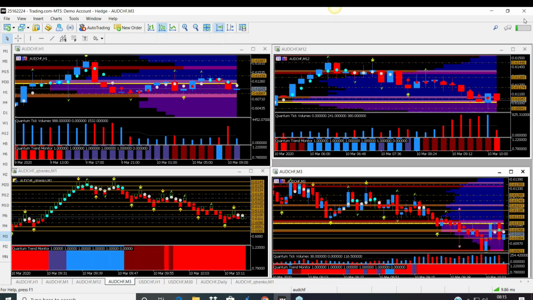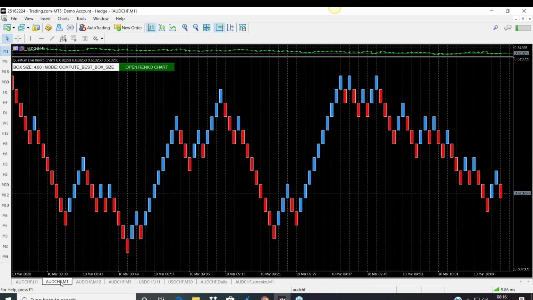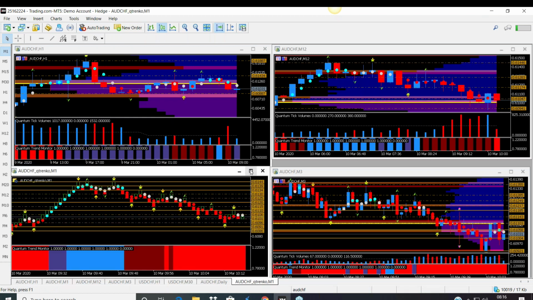Now, whether we're going to take any move in this pair really depends on what we see on the Renko. This is the Renko chart, a non-time based chart. I just want to see what the value is. This is set at the ATR, so each box size is 4.8 pips. So 4.8 pips have to go through the market before the brick is closed off.